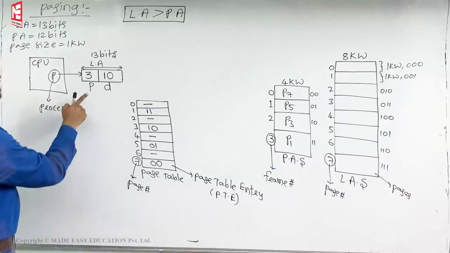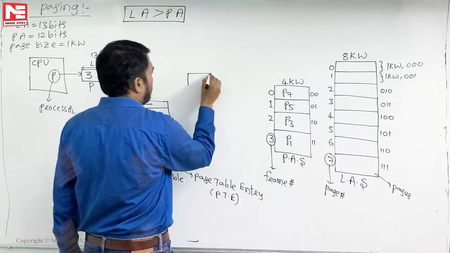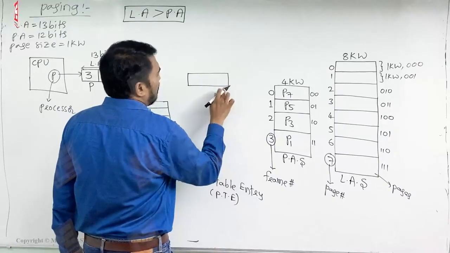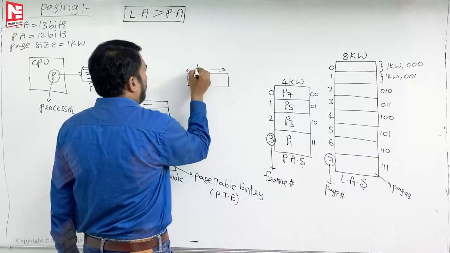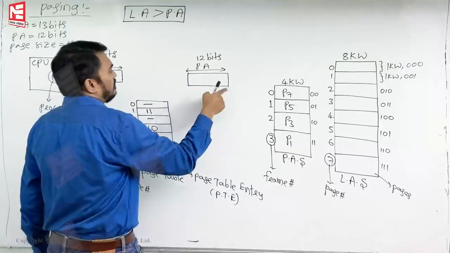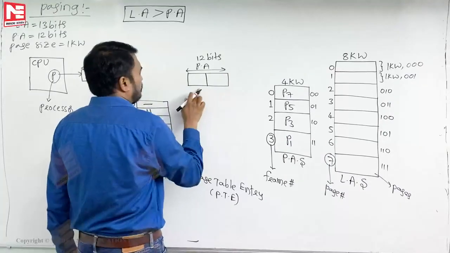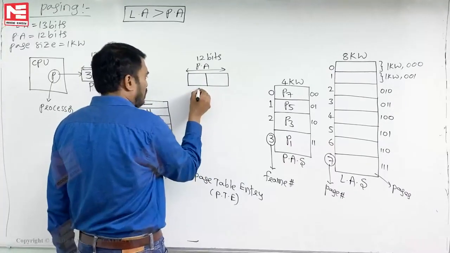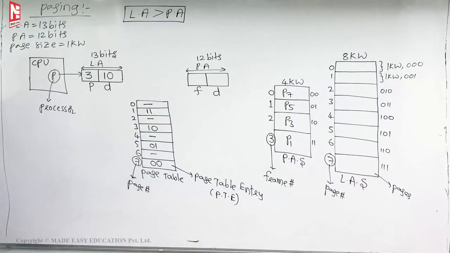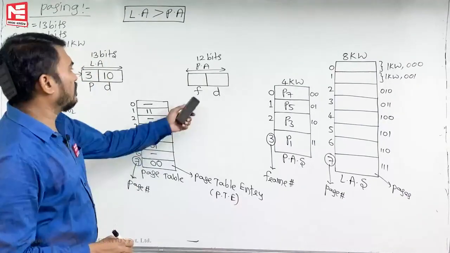Is that clear? So that is about the logical address. Now coming to the physical address. What is the meaning of physical address? Just listen here. How many bits did we assume for the physical address? 12 binary bits. So copy this: physical address is 12 bits, divided into 2 parts, that is F and D. Copy this carefully.